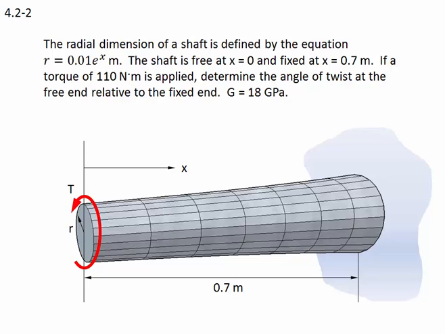If a torque of 110 Newton meters is applied, determine the angle of twist at the free end relative to the fixed end. G is equal to 18 gigapascals, where G is our shear modulus. Here is our tapered shaft. The torque is applied on the free end. Here is the radius r, which is defined by the function above.